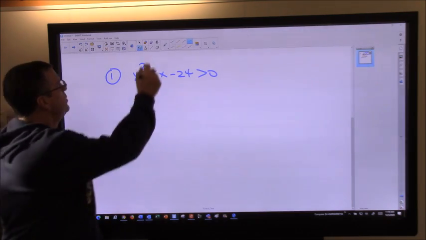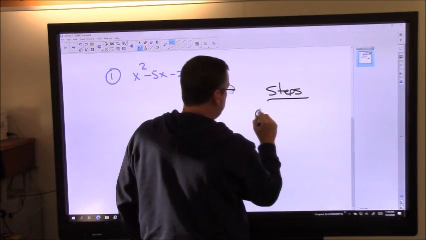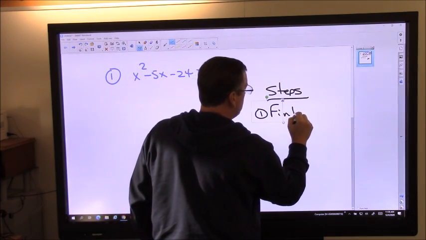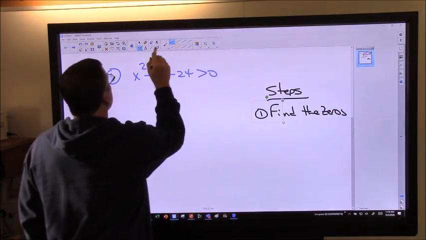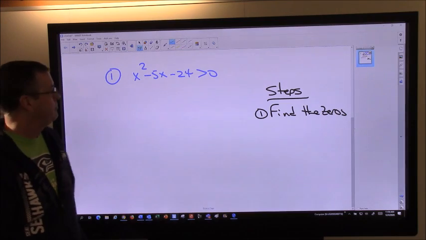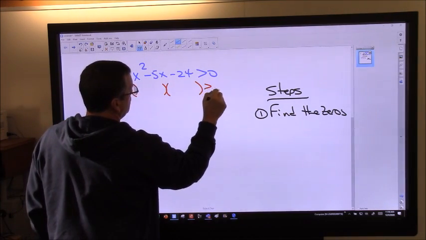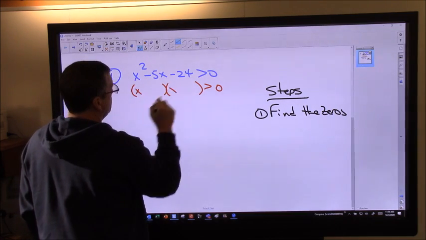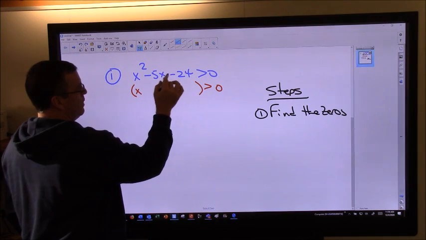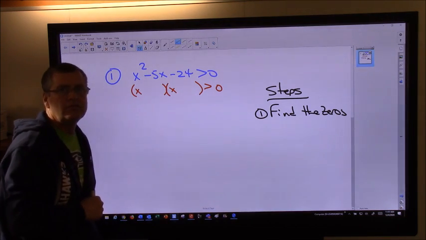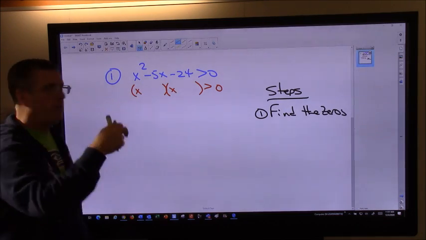And so the first step is I want to find the zeros. Okay, that's something we've been working on, right? I need to factor this, so I'm going to call this x times x. I want two numbers I multiply to get 24 and subtract to get a negative 5. That sounds like 8 and 3. If I want to get a negative 5, I should do 3 minus 8.